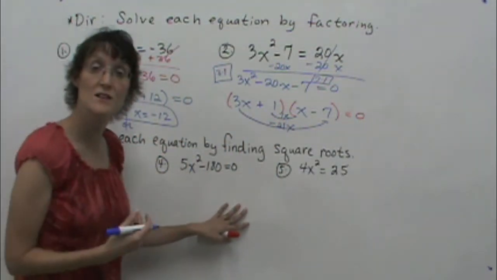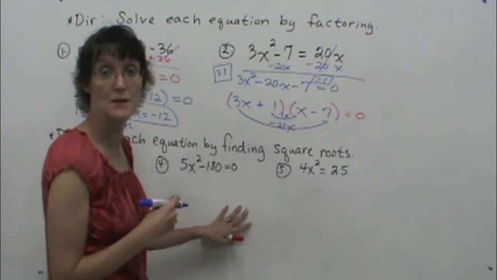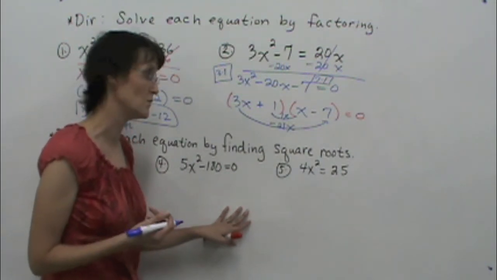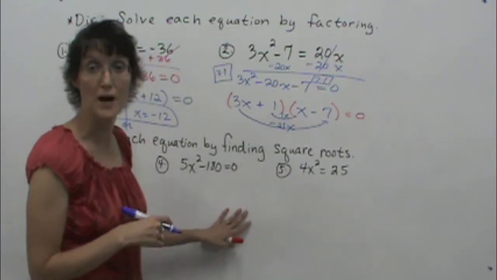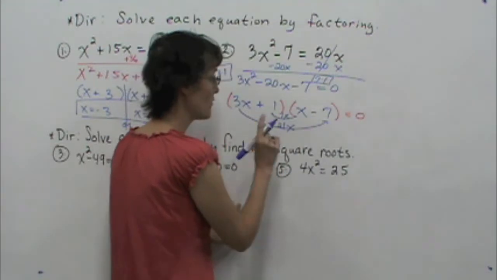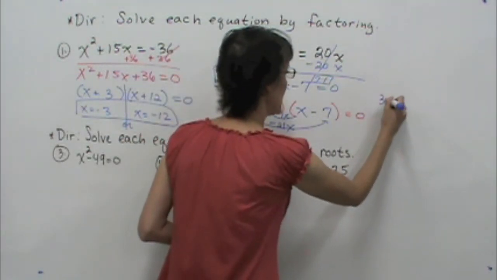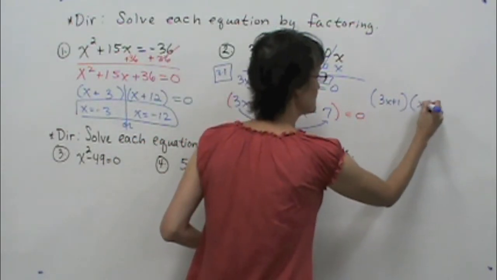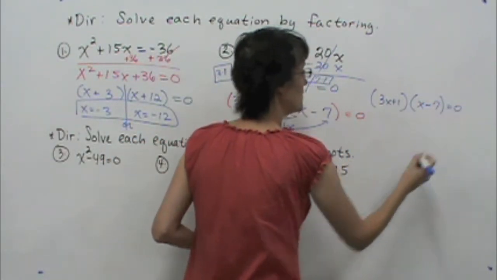So patterns might be quicker than the ACB. ACB is another strategy you can rely on though, okay? I was taught with patterns, so that's what I do. So here I go. I'm going to move this over here because I ran out of room. I'm going to say 3x plus 1 times the quantity x minus 7 equals 0.